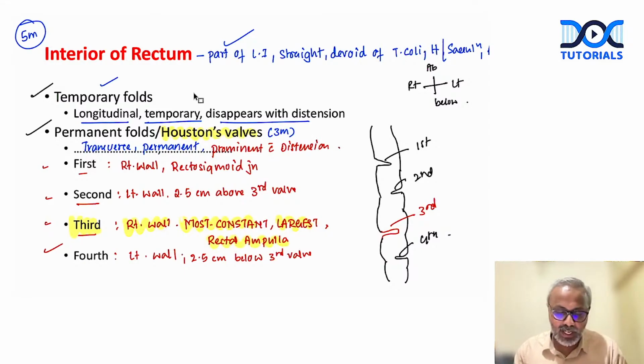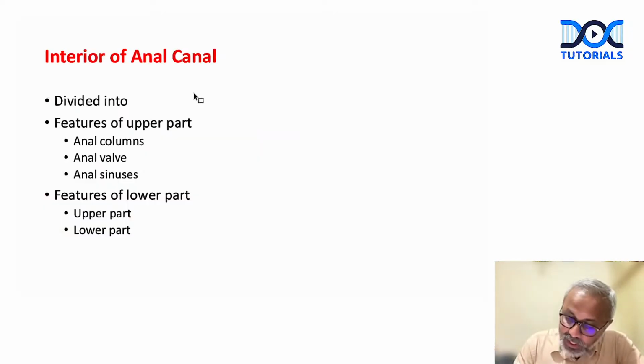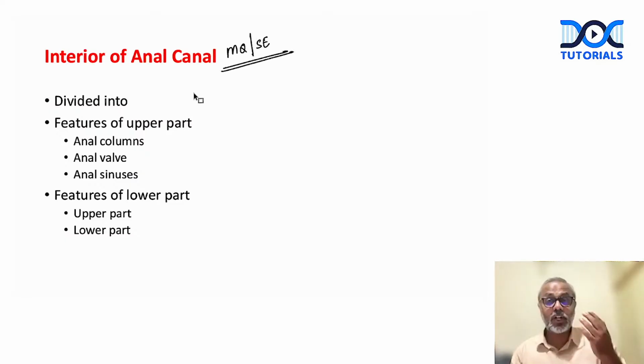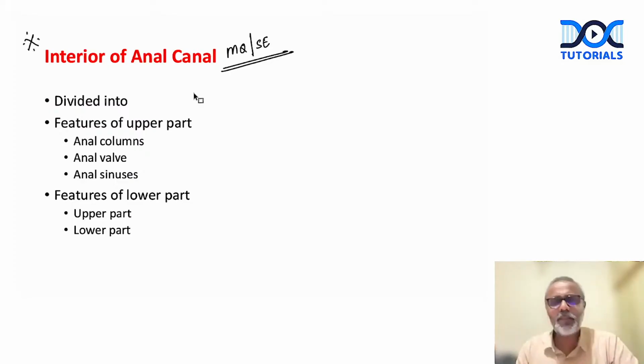Right. Then the next important question is the interior of the anal canal. Now, this is a potential main question or short essay. So this could be your 10 marker or this could be a routine 5 marker question. But this is very important. Similar to the second part of the duodenum, we have seen questions on the interior of the anal canal plenty of times, right? So this is one question you need to be prepared with.